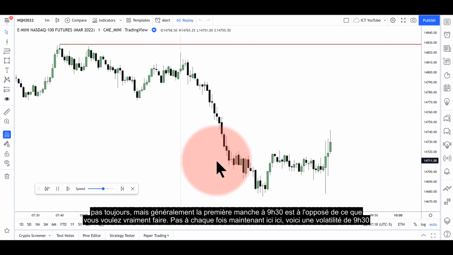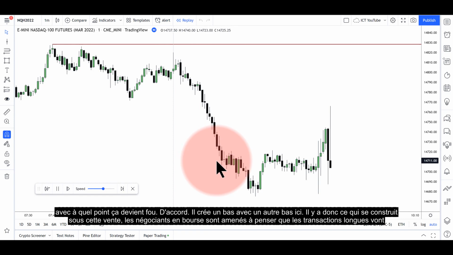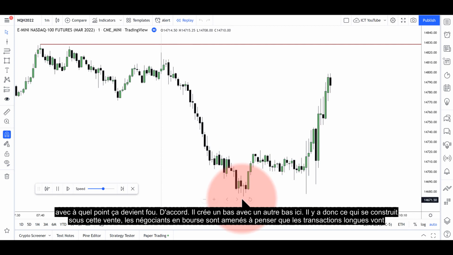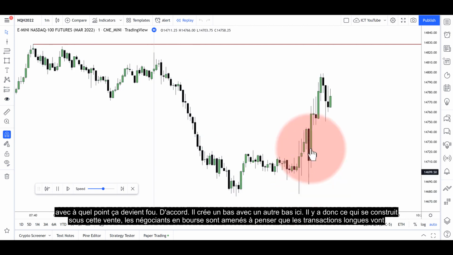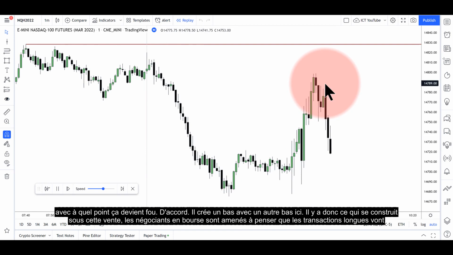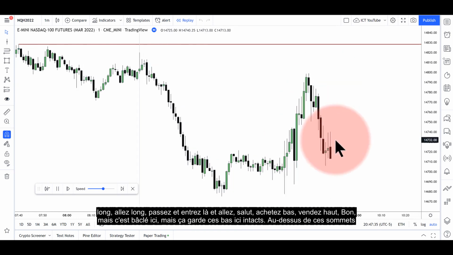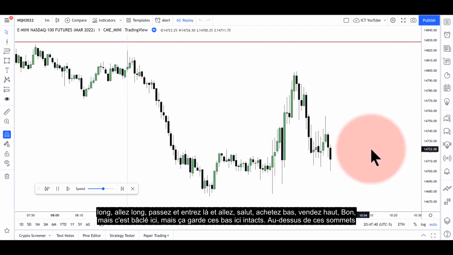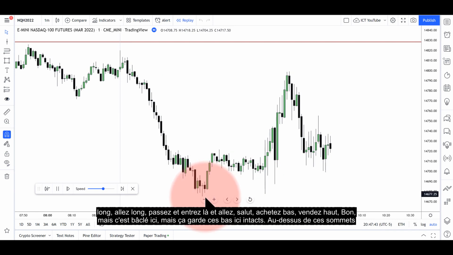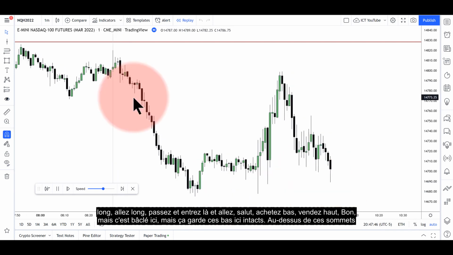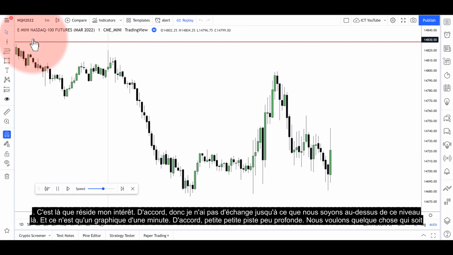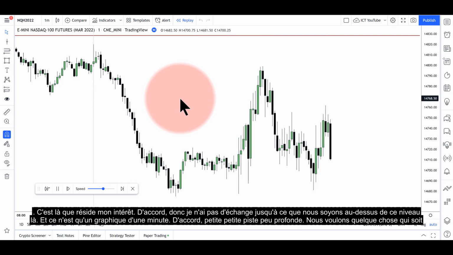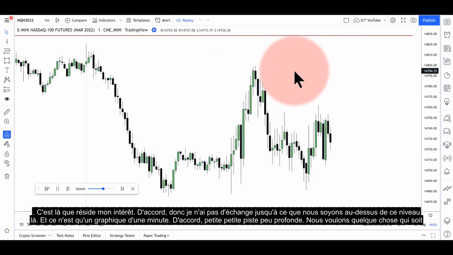Now here's the 9:30 volatility. Look how crazy it gets. Okay, it's creating a low with another low here. So there's what's building underneath that: sell stops. Traders are being induced into thinking long trades. Go long, go long, go buy and get in there and go high. Buy low, sell high, right? But it's sloppy in here. But it's keeping these lows over here intact. Above these highs, that's where my interest is, okay? So I don't have a trade until we get up above this level there. And this is on a 1-minute chart.